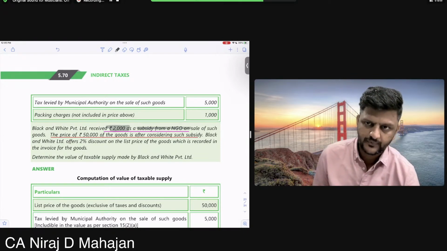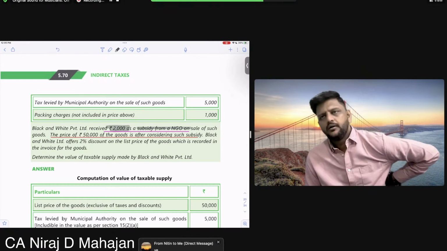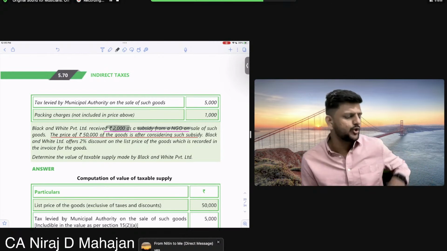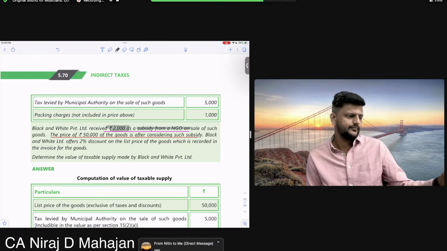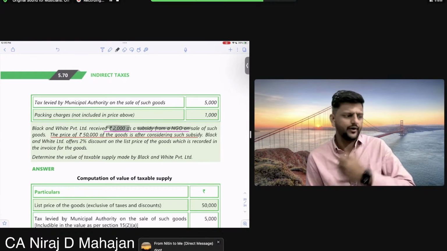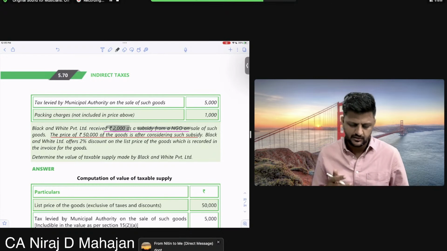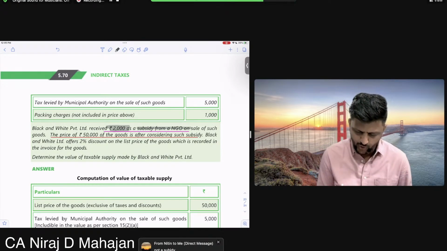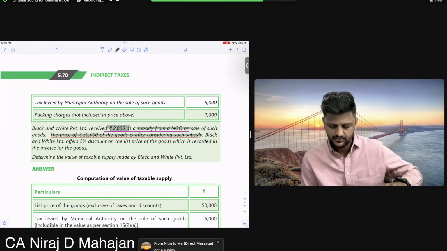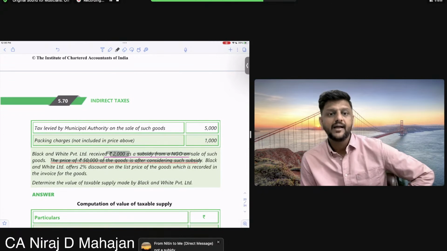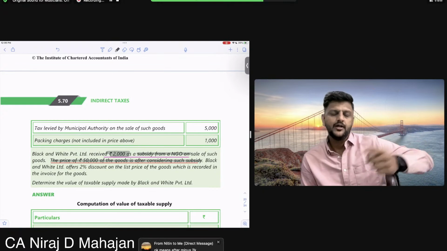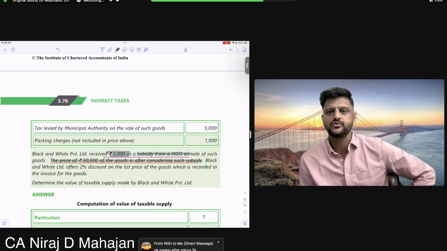Clear till here? Now, since the subsidy is given by NGO, do we reduce or don't reduce? From consideration, we don't reduce, correct? So we will not reduce. But look at the next sentence. The price of 50,000 of the goods is after considering such subsidy. After considering the subsidy, that means in the calculation of 50,000 they have already reduced the subsidy, which we should actually not reduce.